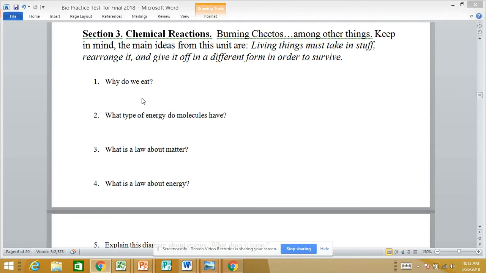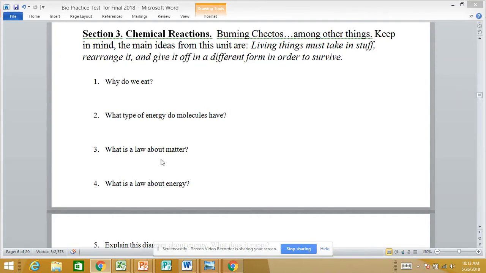We got to add matter to our bodies as cells die, and we also have to build proteins for different processes, all kinds of things, and we also need energy to think, to move, to breathe, to do a variety of things. All right, what type of energy do molecules have? Potential energy.